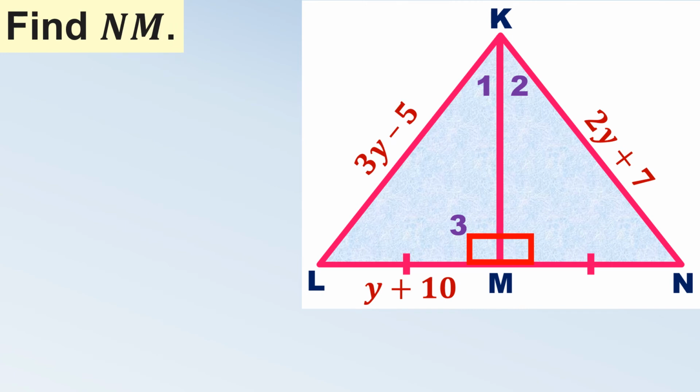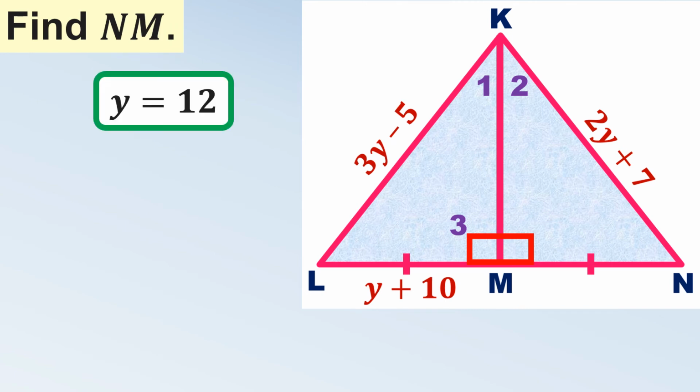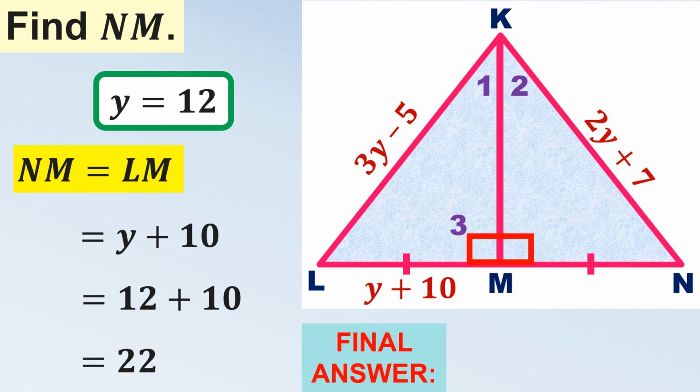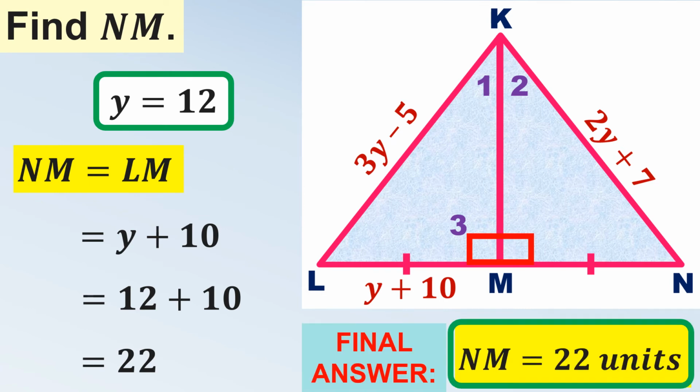Now we have to find NM. Since the value of y is 12, NM is equal to LM. And LM is equal to y plus 10. By substitution, 12 plus 10 is equal to 22. Therefore, the measure of NM is 22 units.